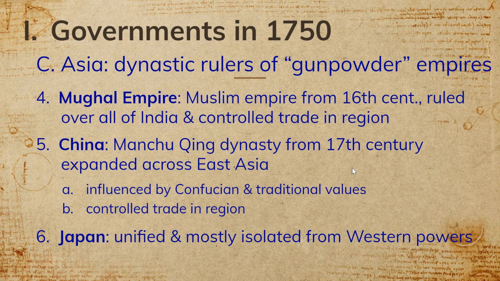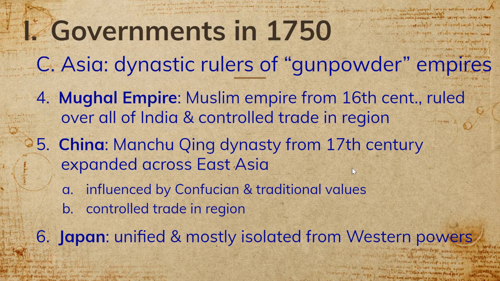Just east of them, we have the Manchu Qing dynasty that begins in the 17th century and the 1600s. The Manchus are able to take over from the previous Han dynasty, and they expand across East Asia and basically control all of what we consider to be modern China. They're super influenced by Confucian and traditional values. So under the previous dynasty, things got a little spicy, things got a little exciting, and the Manchus come in and they're like, no, we're going back to business.